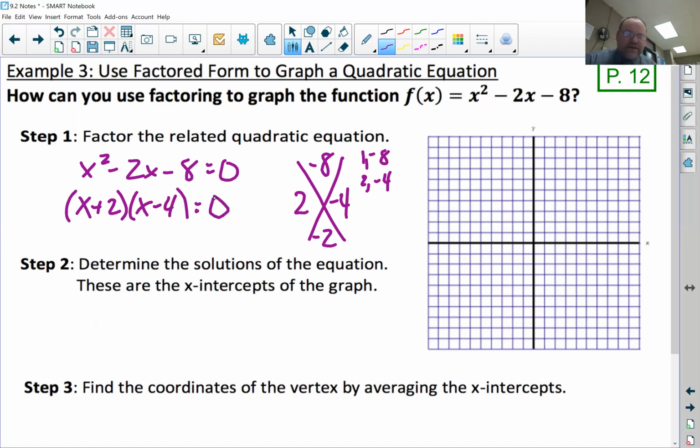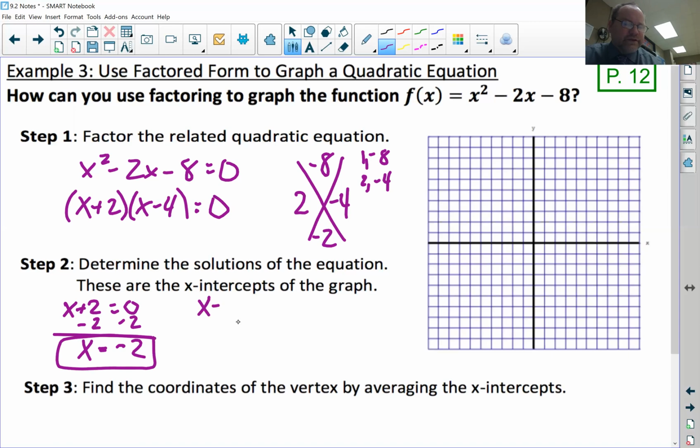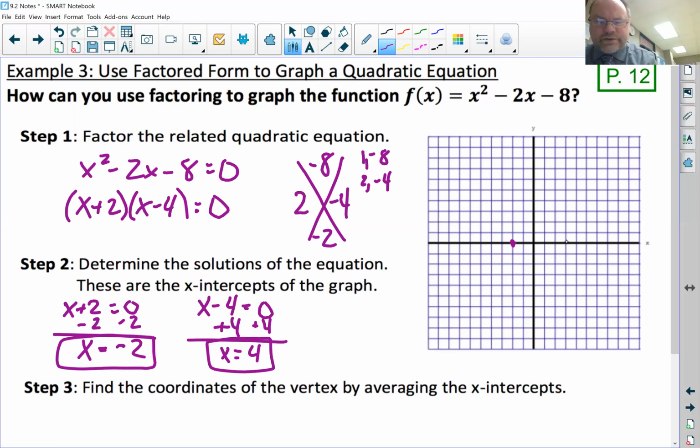So now it's in that intercept form. So if I find the solutions, undo addition by subtracting, x equals negative 2. That's one of my x-intercepts. x minus 4 equals 0, add 4. x equals 4 is my other x-intercept. So x equals -2, x equals 4.